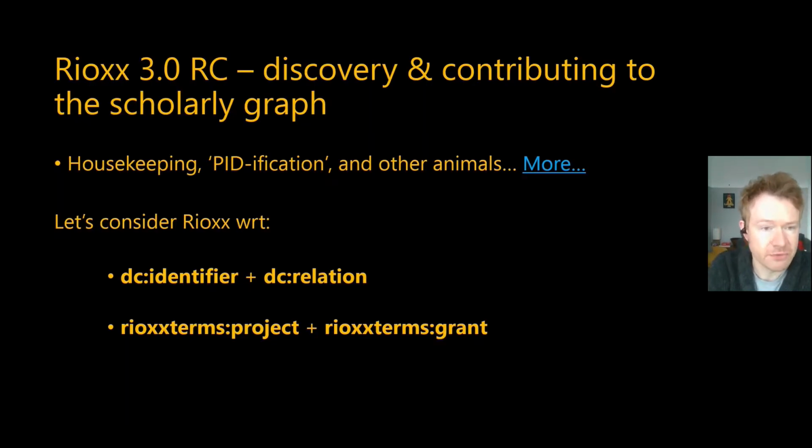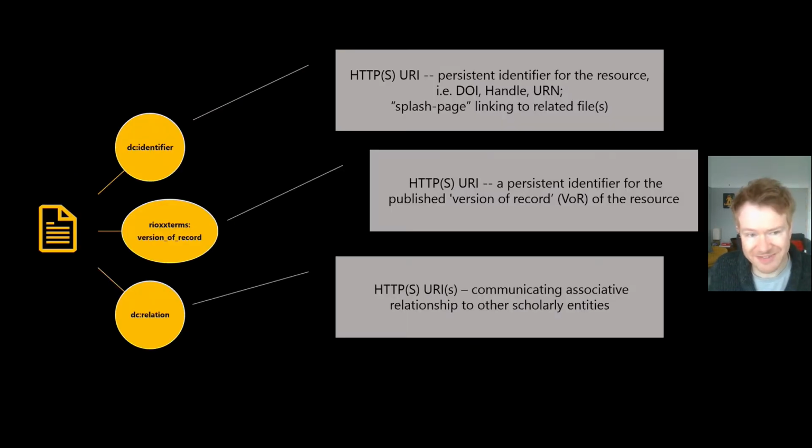There were obviously a lot of housekeeping tasks that were quite perfunctory in the schema, but there have been a whole load of improvements, and I would encourage people to look at that. For the purposes of this contribution, we're just going to look at some examples where there has been some significant change, and those changes may be of interest to some of the viewers here. So let's look at DC identifier and DC relation.